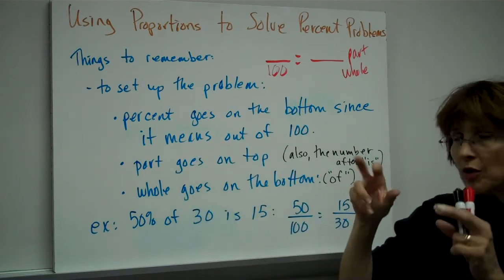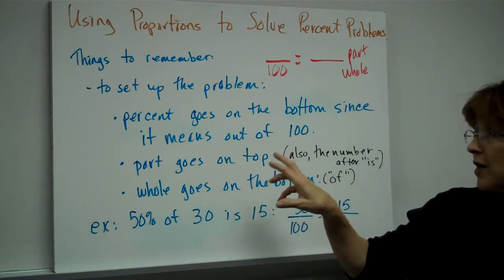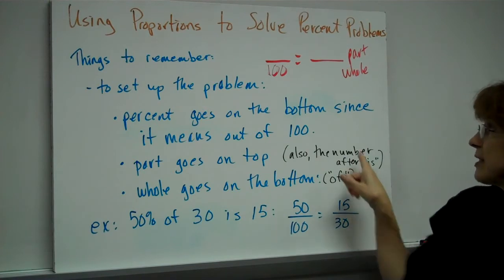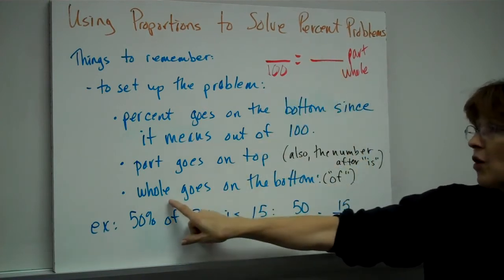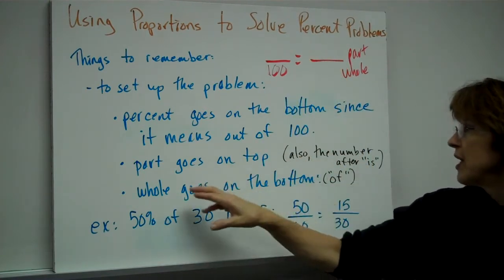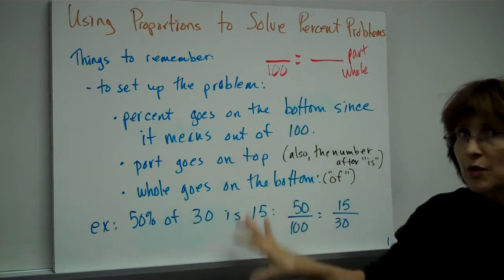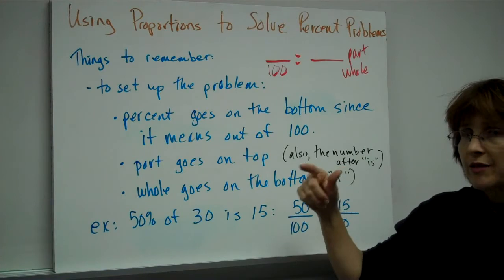Okay, the part that we don't know, or the part that we are given, is also the number that's after the word "is". That's going to go on top. And the whole thing, the whole part, goes on the bottom, and that's usually around the word "of". You'll understand all this. You don't have to write all this down, because you're going to understand it through the examples.